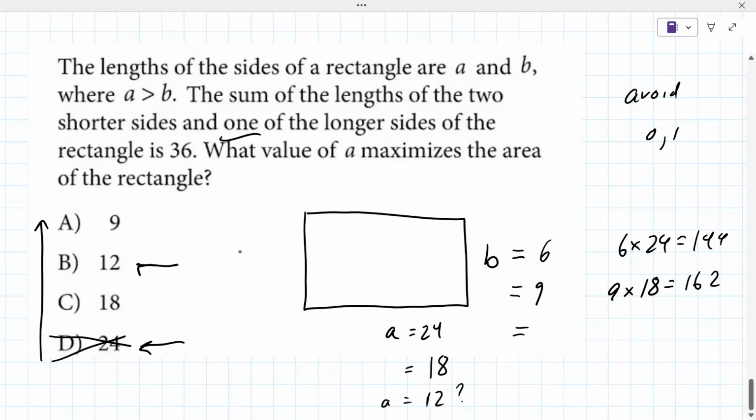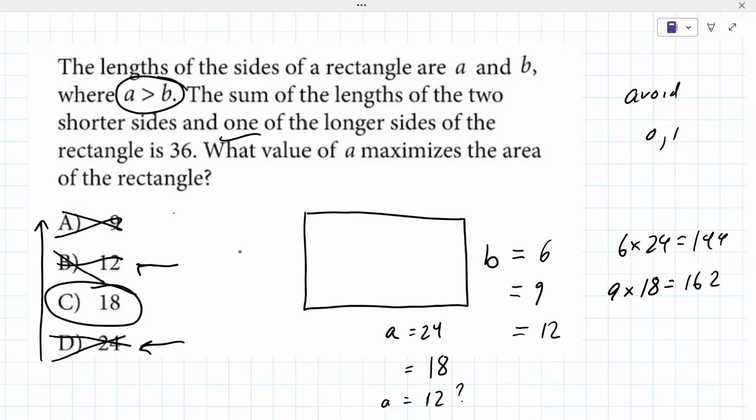12 should be a square. Is it possible? No. A is also not possible. There's always something you can do to kind of reduce the answer space, and that is an important test taking strategy. Really is.